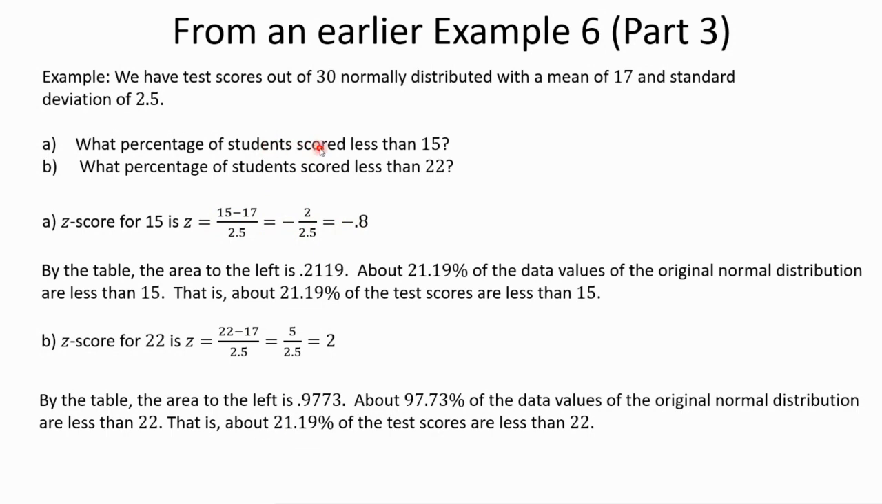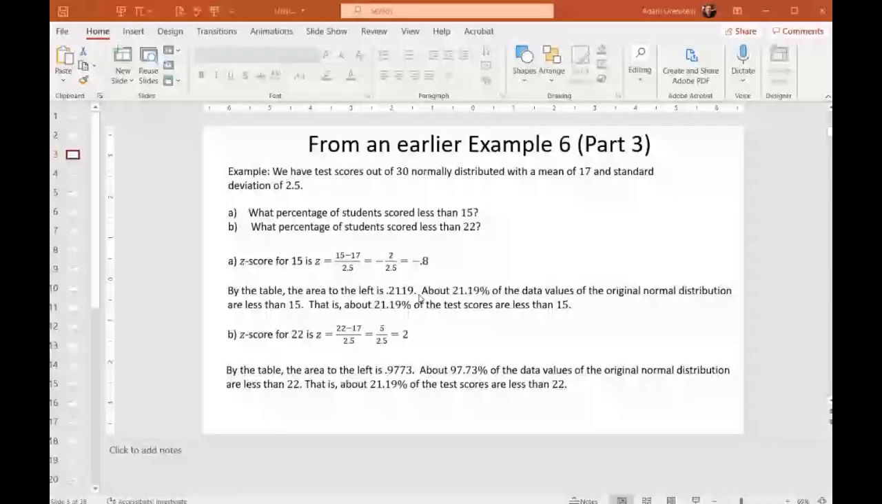So again, we want the area under the graph of the normal distribution to the left of 15, and that's the same as the area under the standard normal distribution to the left of negative 0.8. We want the area to the left of negative 0.8. Okay, well, it's from the table. I wrote the answer here, but let me go to the table and show you.